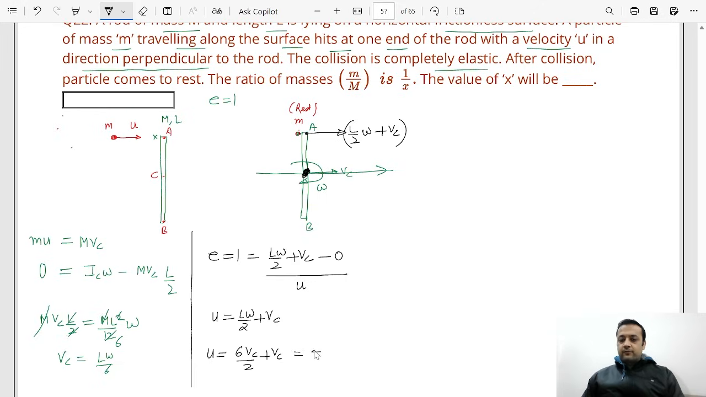That means 4 BC, right? And now you can see that small m by capital M was BC by U from this equation. So that means small m by capital M is BC by U, and from here, BC by U is 1 by 4. Okay, that means 1 by x is 1 by 4, so x becomes 4. That is the idea to solve this question. I hope you would have understood. All right.